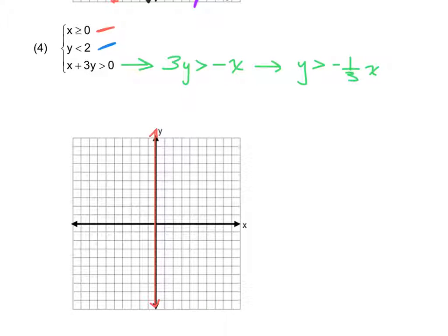All right, y less than 2. What am I drawing there? Horizontal line. Where? 2 units up. Yep. Is it dotted or dashed? Yep.